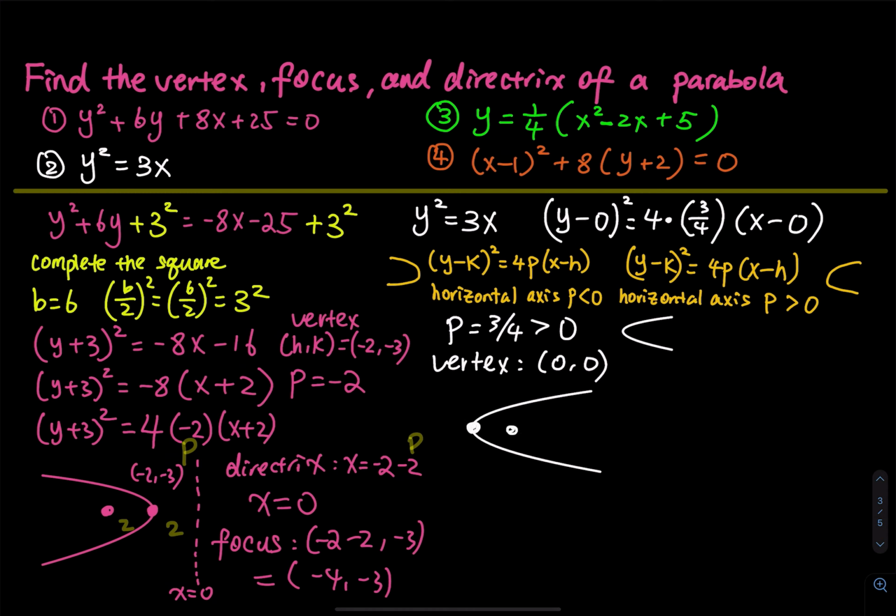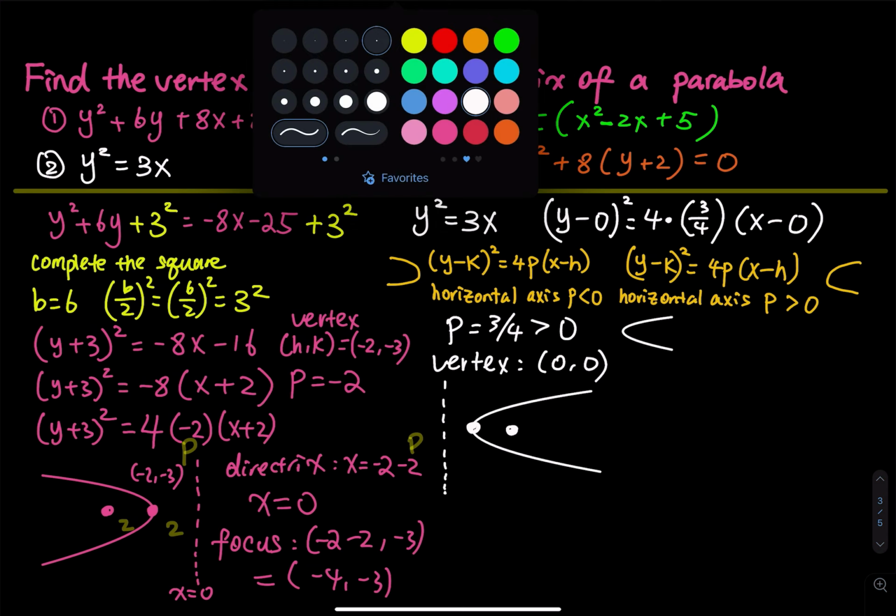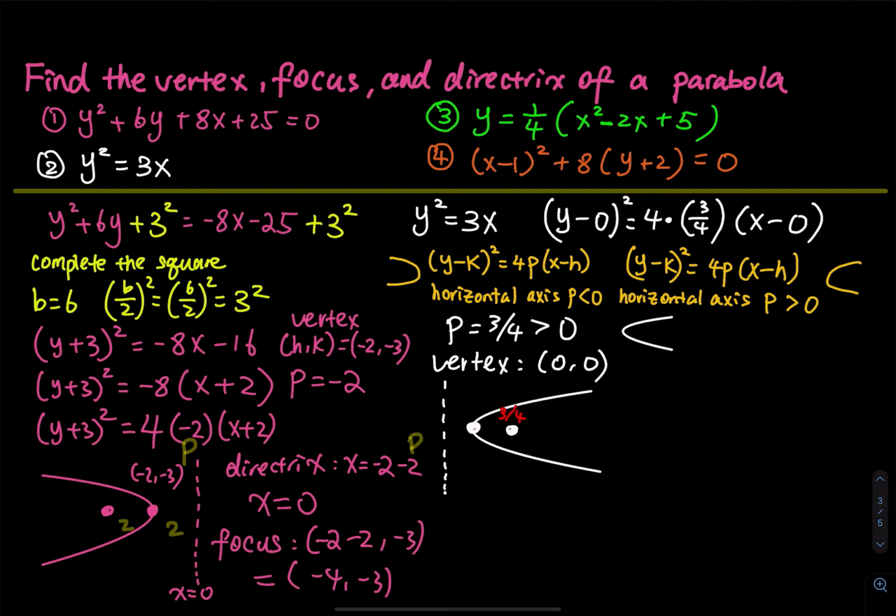And then this is where the focus is, and this is where the directrix is. How do we find the focus? To find the focus, this is 3 over 4. That is too hard to see. Let's use a different color. This is 3 over 4 units to the right, and then 3 over 4 units to the left. So everything is very clear right now.